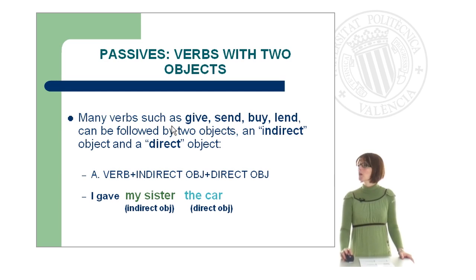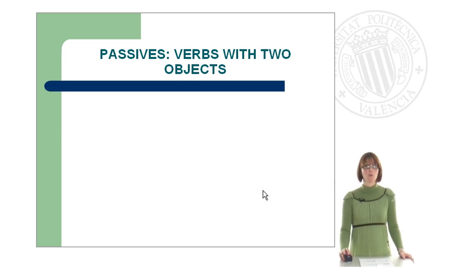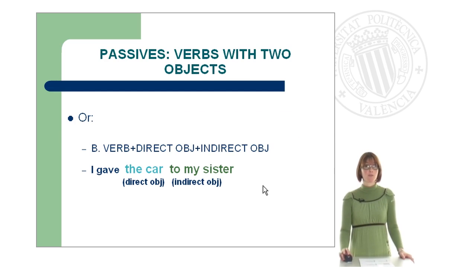Structure A, verb plus indirect object plus direct object, and the example is, I gave my sister the car. As you can see, the indirect object refers to a person and the direct object refers to an object, to a thing. We can also have the second structure, which is a verb plus a direct object plus an indirect object. In this case, we have, I gave the car to my sister.